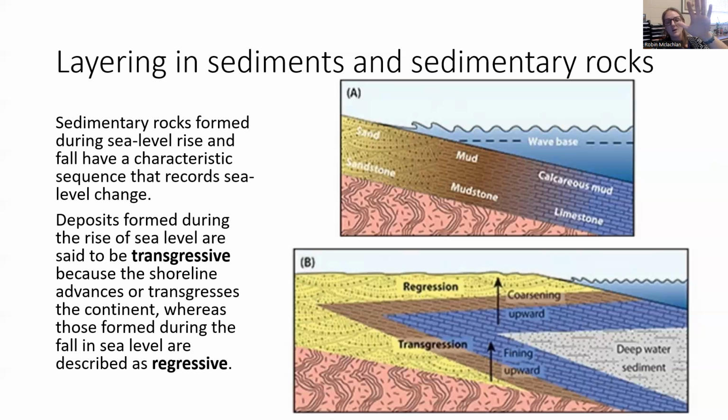And then if the sea level then regresses or falls, we get the opposite, right? We start with really deep limestone, sea level falls, we get that shallow shale, sea level falls even more, exposing a beach, and we get that sandstone. So that would be a regressive sequence.